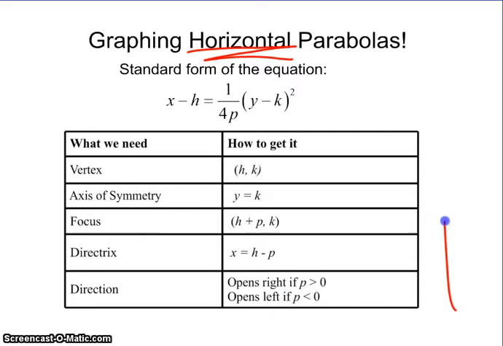And the way I remember this is if I have a coordinate plane, my positive x values are going to the right, whereas my negative x values are moving to the left. So if I have a negative p value, I open to the left, and if I have a positive p value, I open to the right. So that's just a little shorthand way that I remember it.